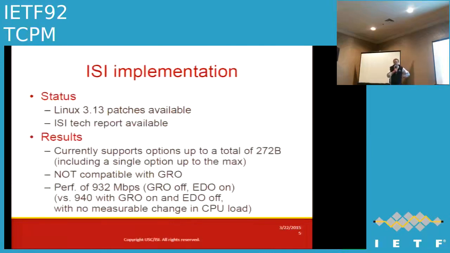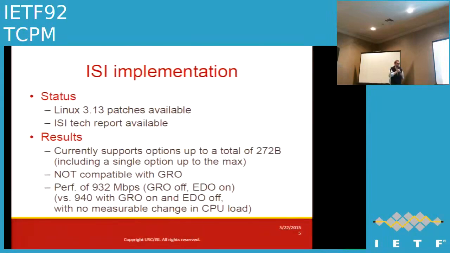So the ISI implementation is the one that we have some status to report on. They worked with the 3.13 Linux kernel, and patches are actually available on the website that was linked on the previous slide. There's also a tech report available from the same site with more details than I'll be able to talk about today. The high-order results: they're currently supporting up to a 272 byte option, and not compatible with GRO, which is talked about a little bit further in additional slides, but it's actually semi-compatible with GRO, I think. The one important thing to take away, though, is that GRO was not necessarily all that useful.